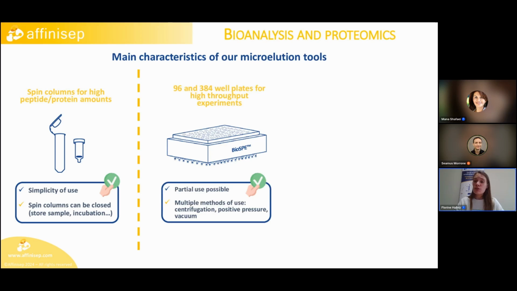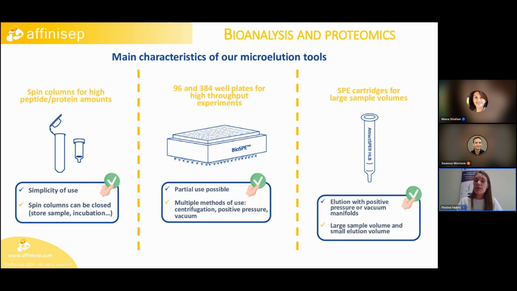Regarding the 96 or 384 well plates, they are used for high throughput experiments, and they can be partially used. You just need to cover the unused wells and use them later without any consequences on the results. And you can also use them with different methods, either by centrifugation, by positive pressure, or with a vacuum manifold. And finally, SPE cartridges are used to concentrate large sample volumes in small elution volumes, and they can also be used either by positive pressure or with a vacuum manifold, and they are compliant with pretty much all SPE automates available on the market.